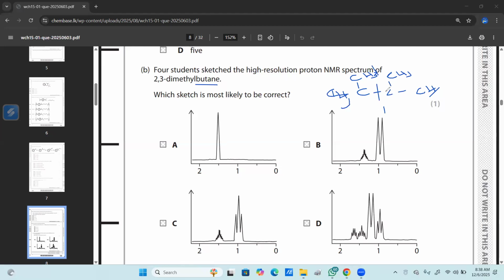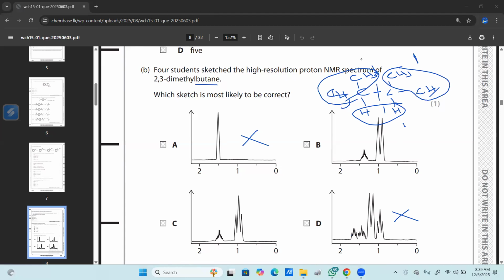We can see that 1, 2, they should have 2 protons also, and it's a symmetrical structure. So both of them will have one chemical environment. These two will have another chemical environment. So there should be only 2 peaks. So A is anyway wrong. This has 4 peaks, it's wrong. So out of that, we have to find which one is correct.